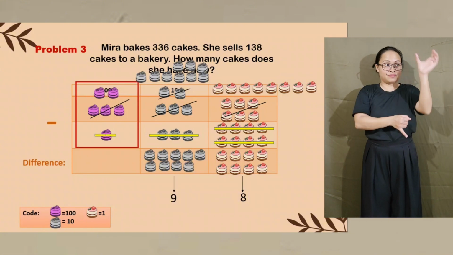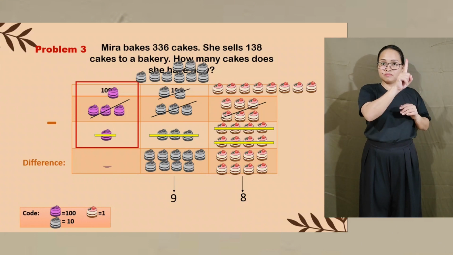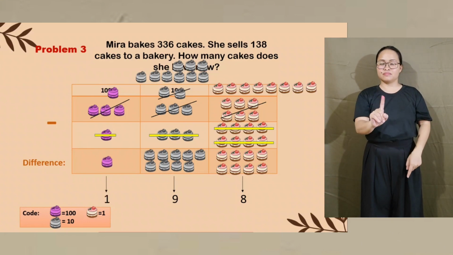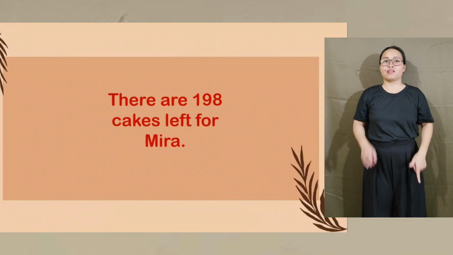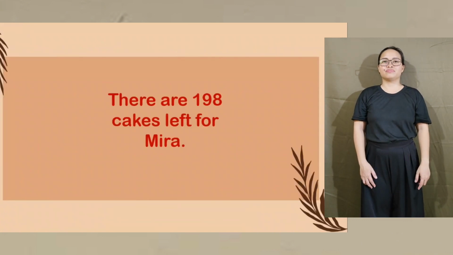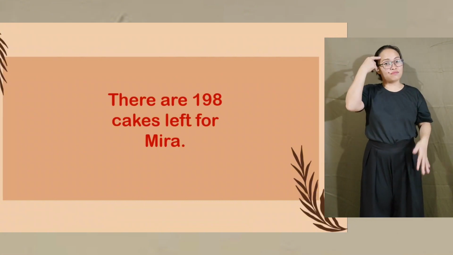Lastly, 2 minus 1. So let's take away 1. So the answer is 1. So this is the final answer or the difference. Therefore, there are 198 cakes left for Mira.